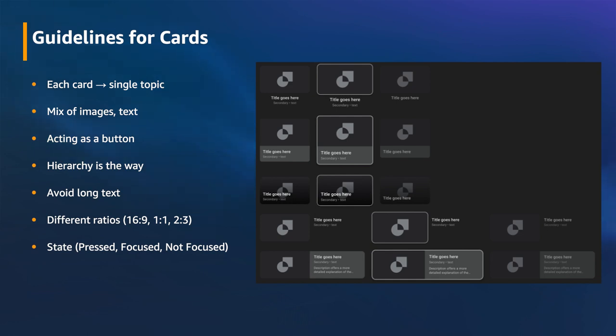And then consider, because it's a button, the 3 possible states of a card. Pressed, when the user interacts with the card. Focus, when the card is selected, and not focus is the normal behavior of the card. But in React Native, what is it?